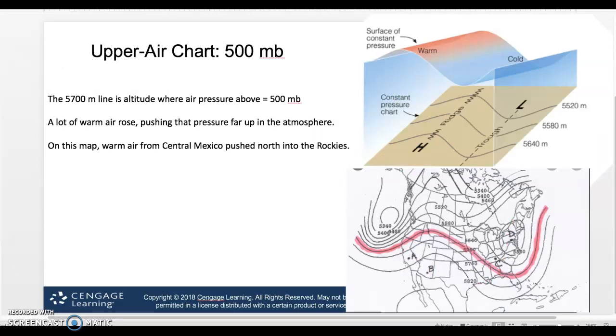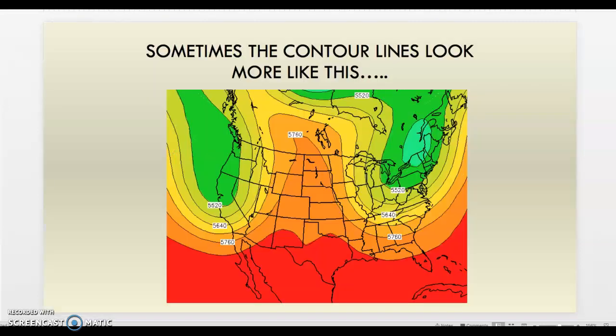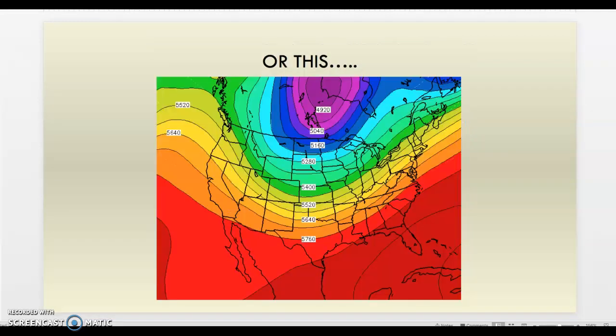The 500 millibar map has the same ridges and the same troughs. They are just at different temperatures. And the warm areas, because they are higher up in the atmosphere, are a lower temperature for warmth. And the trough areas, which represent the cold areas of the 500 millibar atmosphere, are obviously much colder. Key to remember, ridges are warm, troughs are cool. And these contour maps can have many different styles.